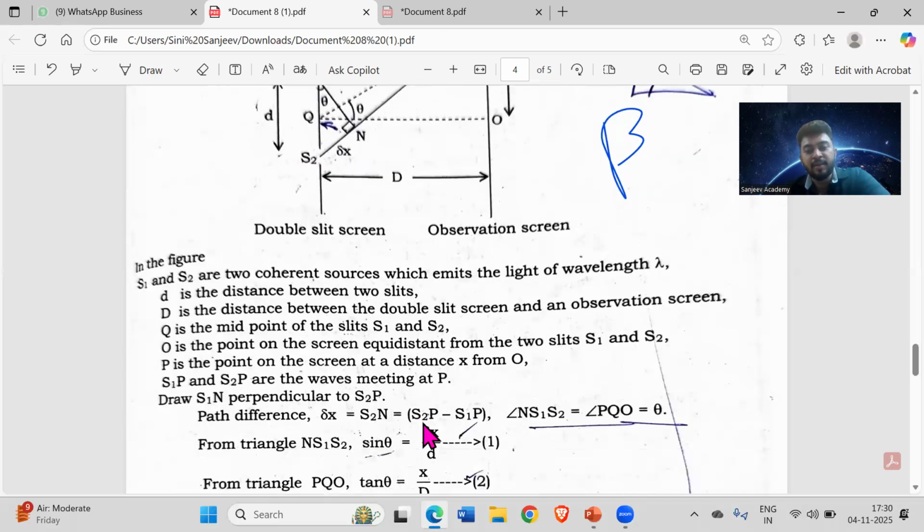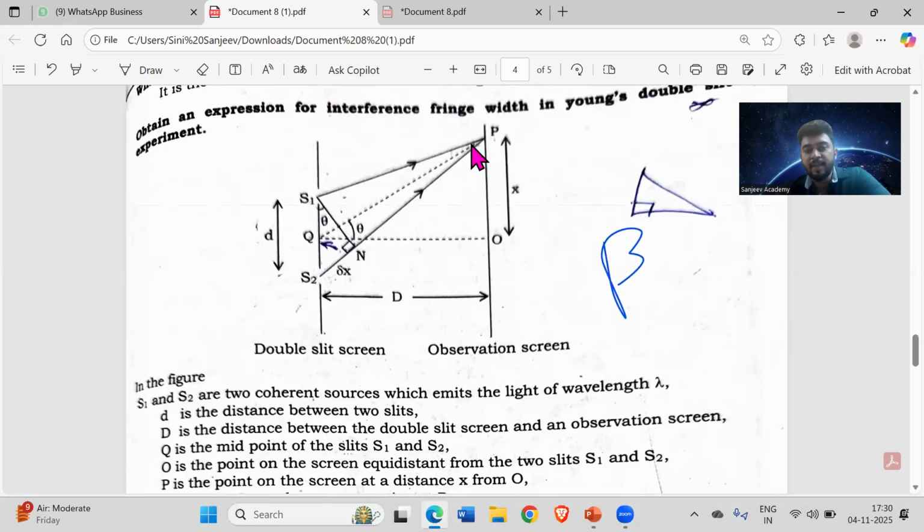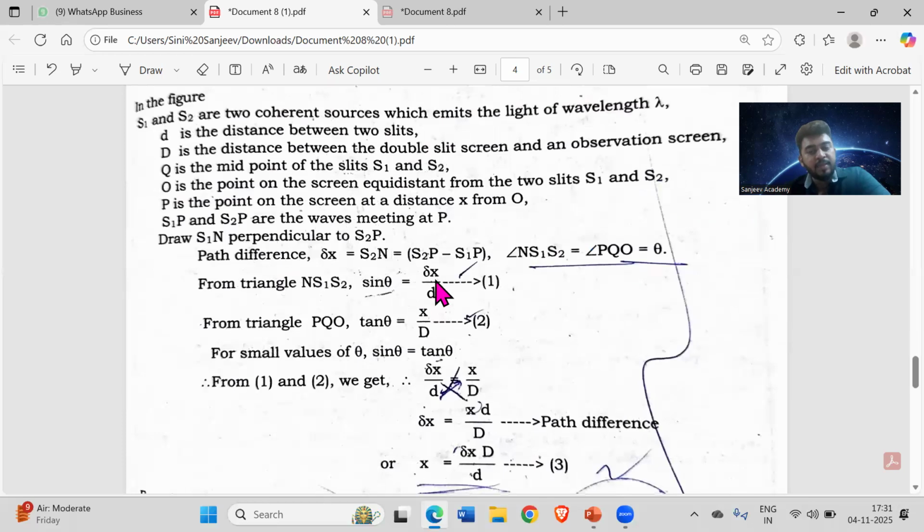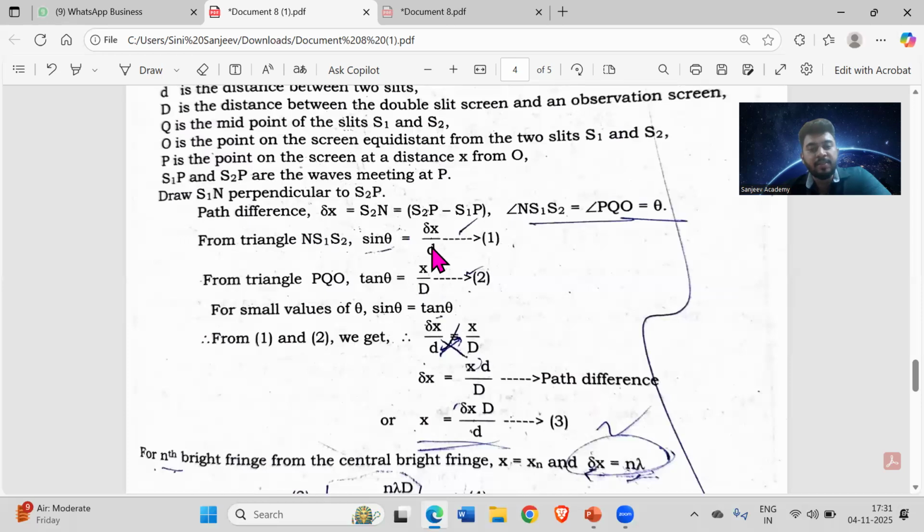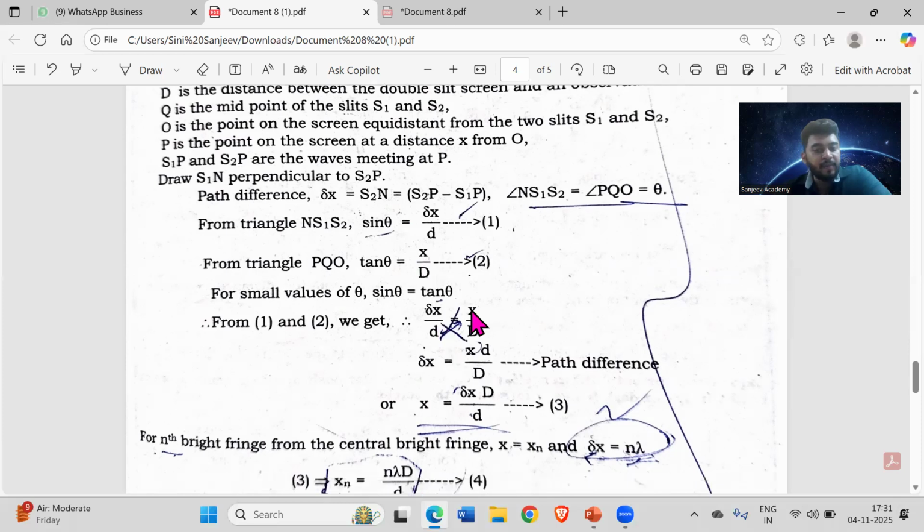That's what is written over here: del x by d. Then from this triangle PQO, what is tan theta? Opposite side by base, so x by D. For these conditions, theta is very, very small, so sine theta is equal to tan theta. Then we'll equate these two and find x. X is nothing but D times del x by d.